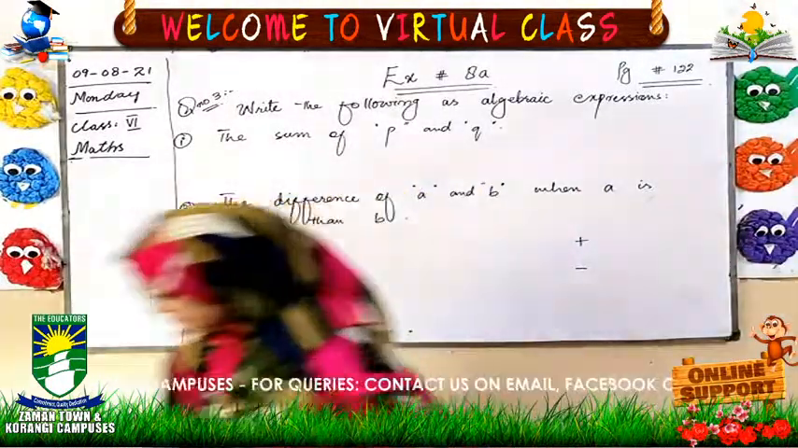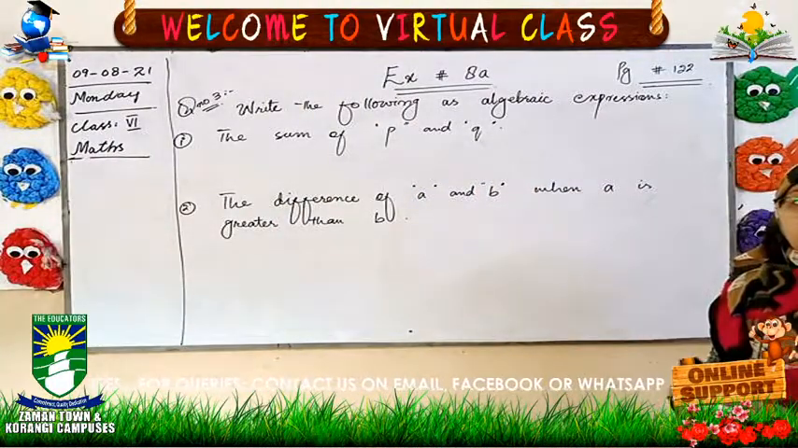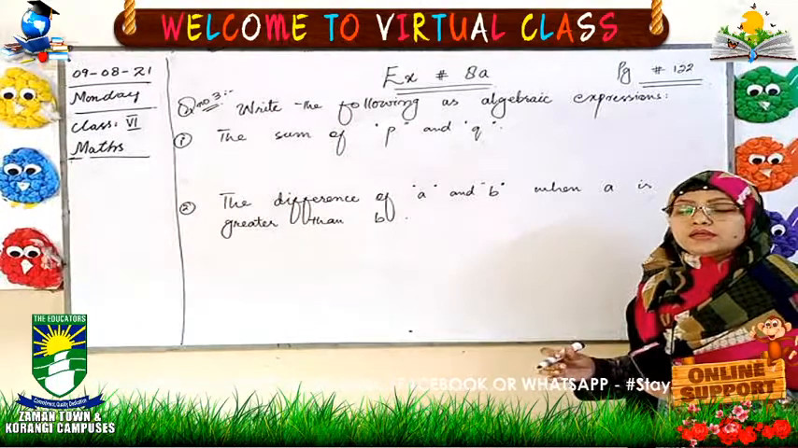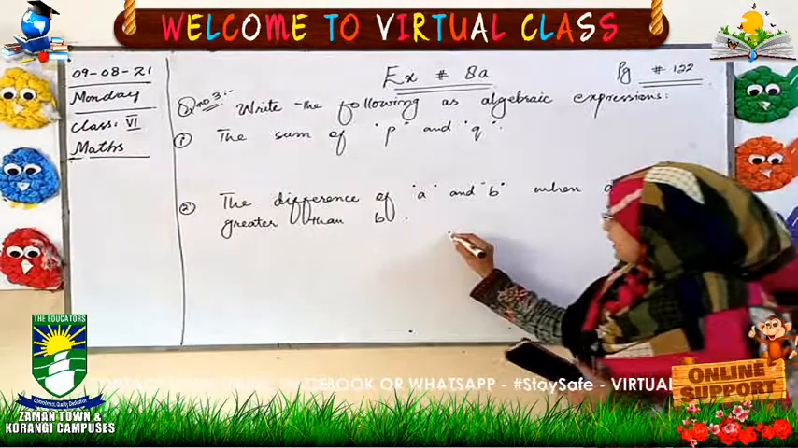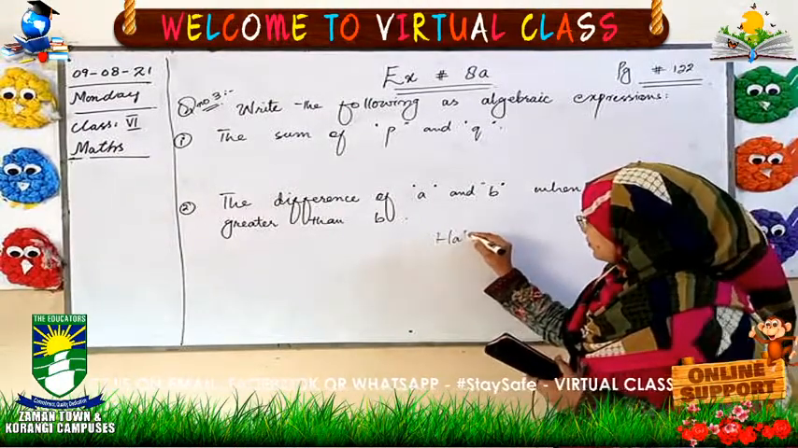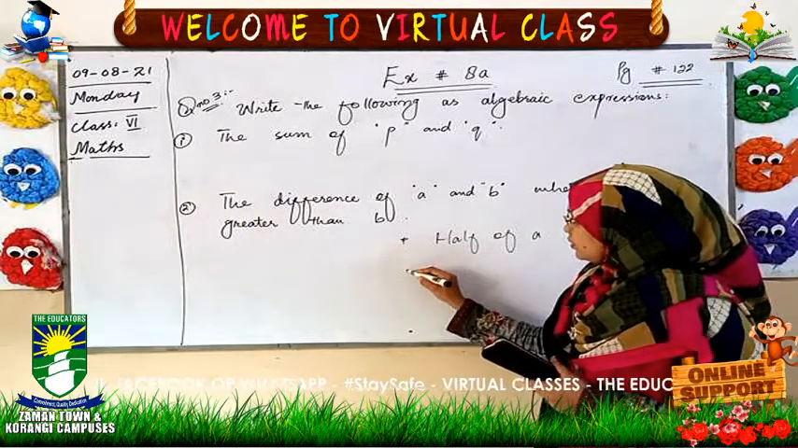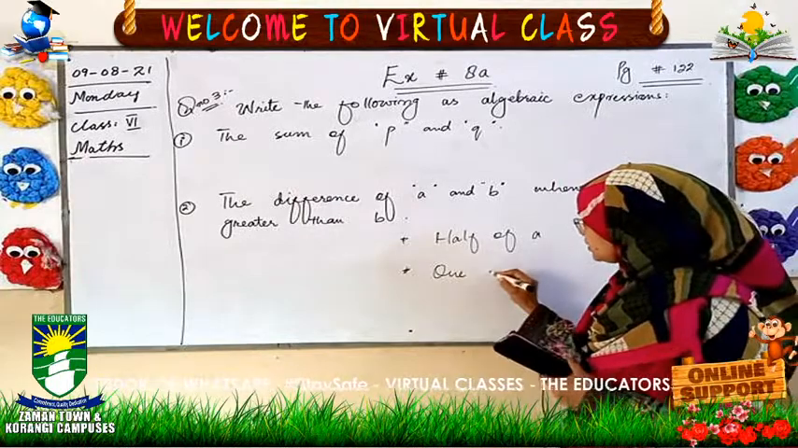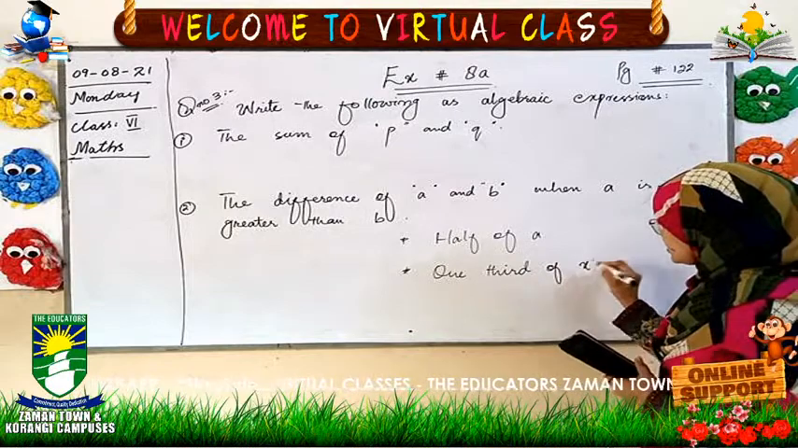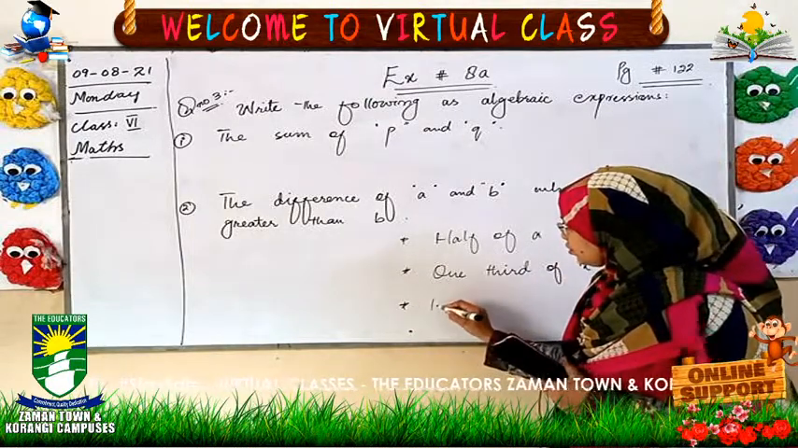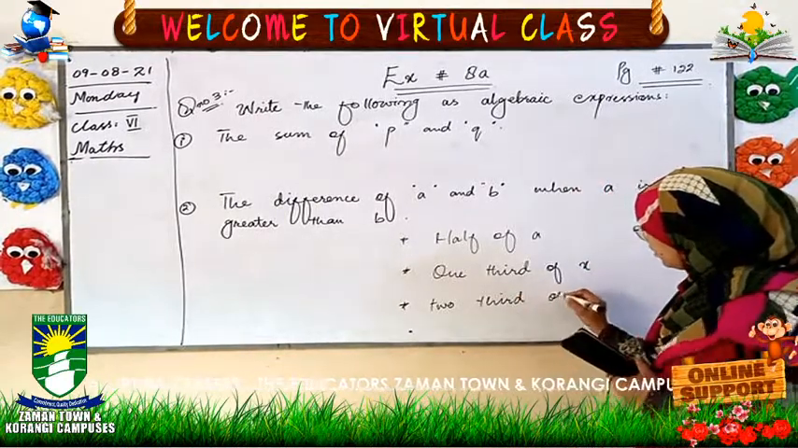Now you have the terms or words like half, 1/3, 2/3, 1/4, 3/4 and so on. What are these words? Like if I say you write down the half of A, or you may have another term like 1/3 of X, another one you may have 2/3 of Y.